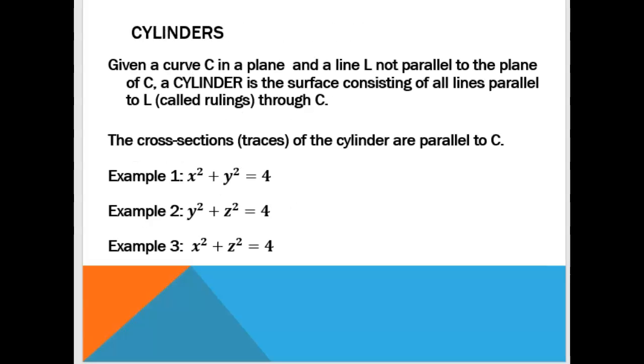In 3 dimensions, if I have 2 variables only, I don't get just a curve, I get a cylinder. We're used to circular cylinders like these. All 3 of these are circular cylinders where the cross sections are circles. The top one, z can be anything because it's not in the equation, so symmetry is with the z-axis. And the second one, x can be anything. And in the third one, y can be anything.